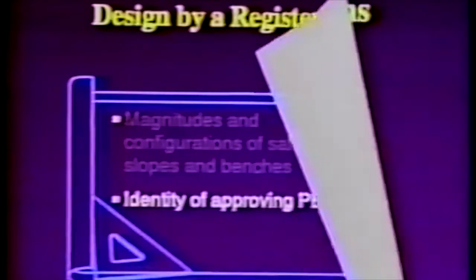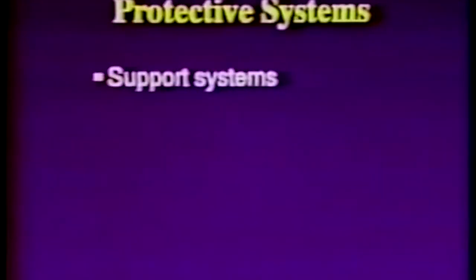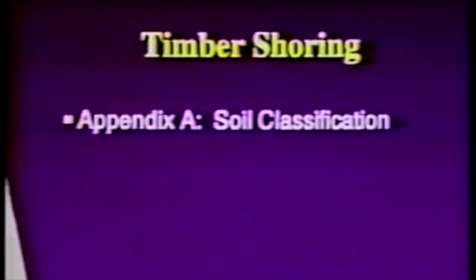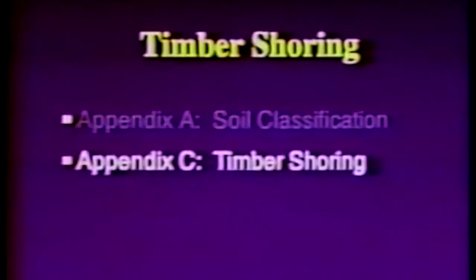The second category of protective system prescribed by OSHA to protect employees from cave-ins involves the use of support systems, shield systems, and other protective systems. The use of this category also requires the choice of one of 4 design options. The first option is to use Appendices A and C or D. For timber shoring and trenches, Appendix A, soil classification, and Appendix C, timber shoring, are to be used.